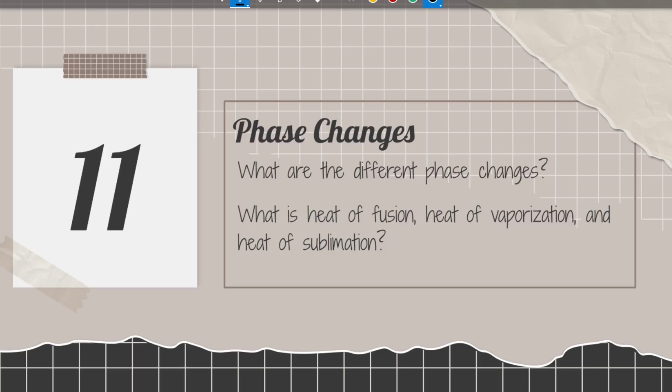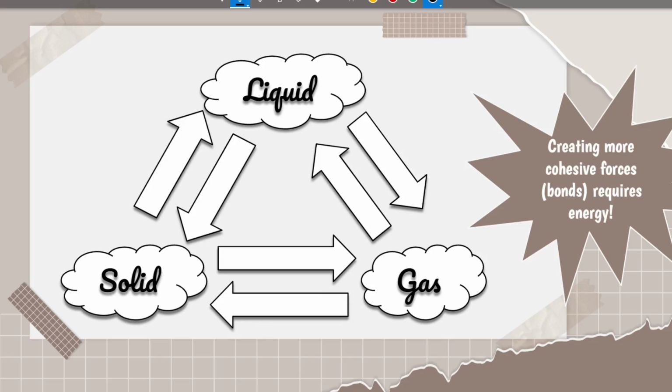Okay, phase changes. What are the different phase changes, and what is the heat of fusion, heat of vaporization, and heat of sublimation? So when we look at going through phase changes, again, remember our three states of matter were solid, liquid, and gas. And so if you're going from a solid to a liquid, you are melting.